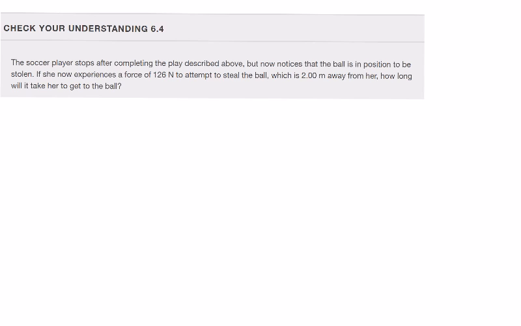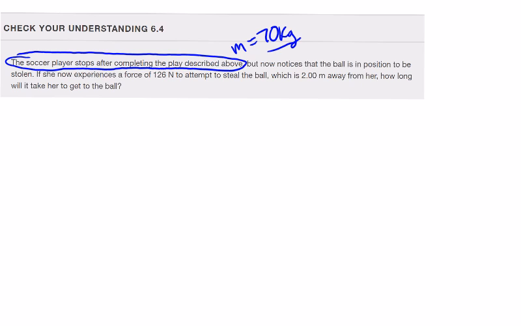Now, one of the key things, if you notice on here, we're talking about the same soccer player that we had before. So they say described above because I got this from a book where those two were right after each other. She has a mass of 70 kilograms. So the mass is still the same, but now notice that she notices that the ball is in a position to be stolen if she now experiences a force of 126 newtons to attempt to steal the ball, which is 2 meters away from her. So the idea is she's going to push off and try to head to get the ball away from somebody else. So that's the idea of this particular problem.